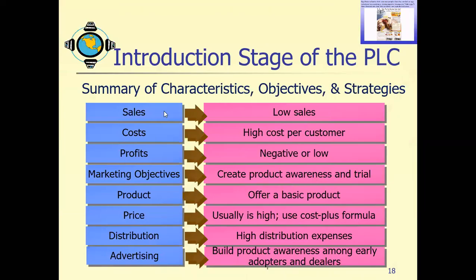মার্কেটিং অবজেক্টিভ শুরুতে যেটা থাকে ইন্ট্রোডাকশন স্টেজে, create product awareness and trial. Create product awareness and trial. And here you see product strategy, price strategy, distribution strategy, advertising strategy. Price usually high, distribution expenses, advertising, build product awareness among early adopters. Product, offer a basic product.